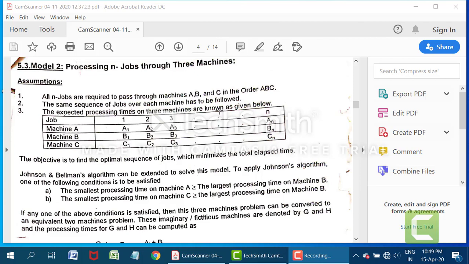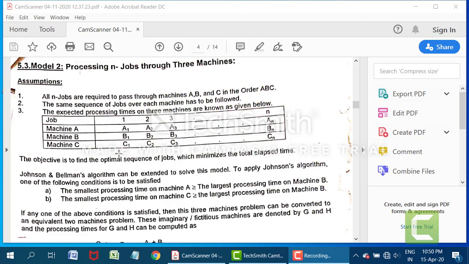For these jobs 1, 2, 3, 4, 5, and so on to n, the sequence of these jobs has to be found out. That is the problem here. So the assumptions: all n jobs are required to pass through machines A, B, C in the order ABC only. We must not disturb this order. All the jobs should go through A for their first operation. Then the second operation will be on B for all the jobs. The third operation will be on machine C for all the jobs. So in this order only, jobs must flow.